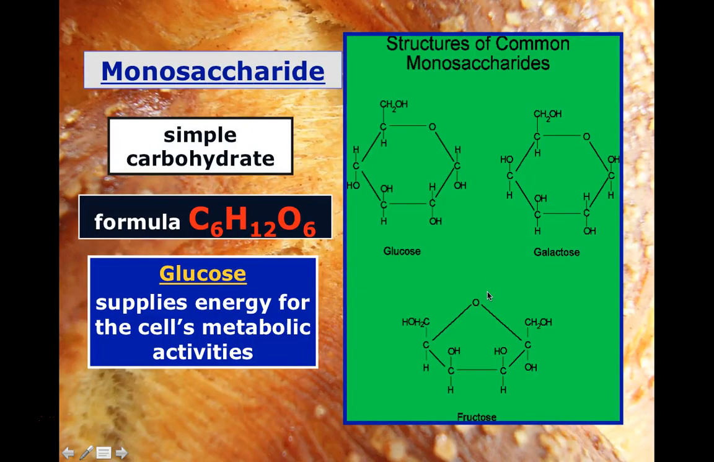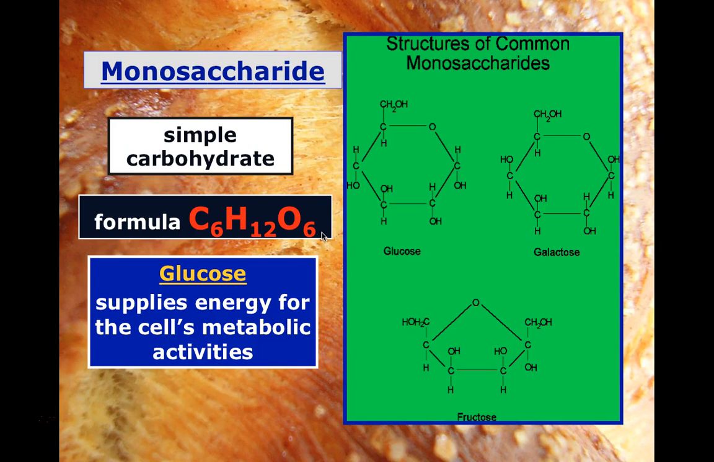Let's discuss in more detail each type of saccharide. We'll start off with the monosaccharides first. Again, mono meaning 1, saccharide meaning sugar. So we like to call these our simple carbohydrates or our simple sugars. The formula for monosaccharides will always be C6H12O6. That is the simplest formula that you can have for a monosaccharide.